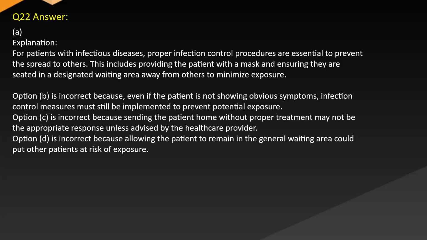Answer A. Explanation. For patients with infectious diseases, proper infection control procedures are essential to prevent the spread to others. This includes providing the patient with a mask and ensuring they are seated in a designated waiting area away from others to minimize exposure. Option B is incorrect because even if the patient is not showing obvious symptoms, infection control measures must still be implemented to prevent potential exposure.